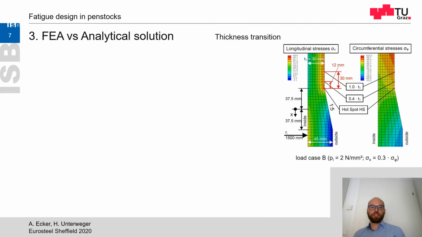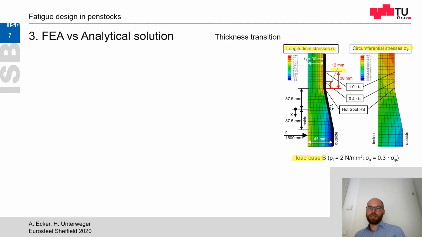On this slide, I show you the comparison of the finite element analysis with the analytical solution. Here, on the right side, we've got the solution of the finite element analysis. Here it is shown for the thickness transition for load case B. The left figure shows you the longitudinal stresses. On the right side, the circumferential stresses are shown. And the stresses on the outside of the pipe are decisive for fatigue design.